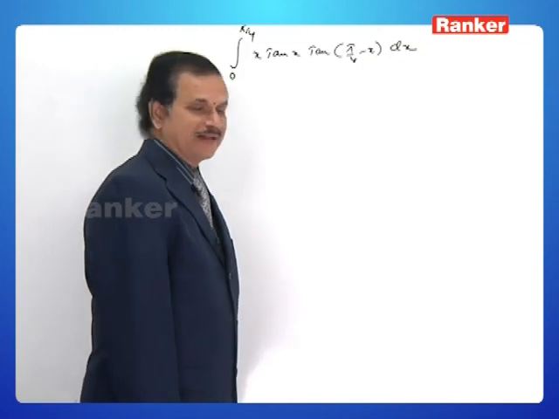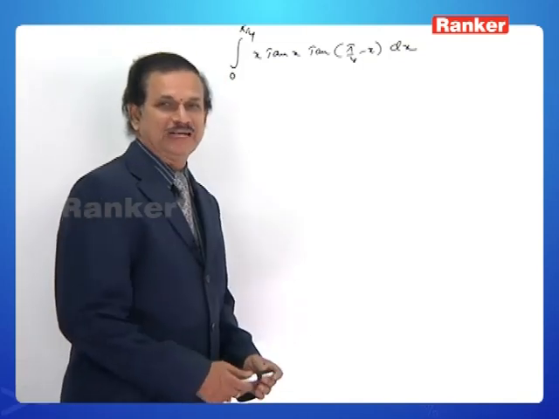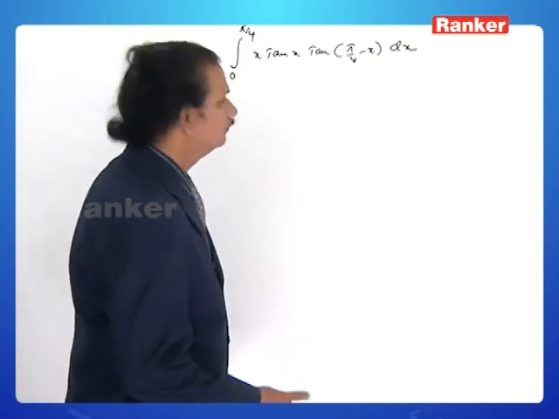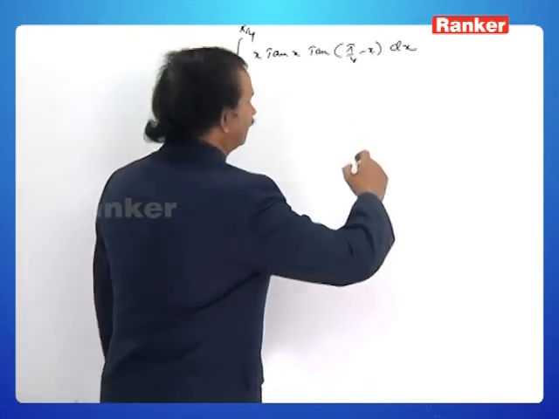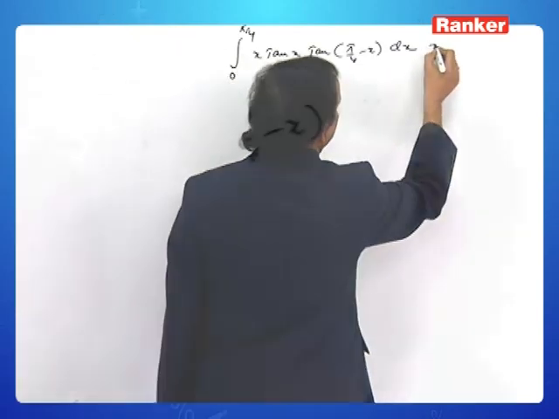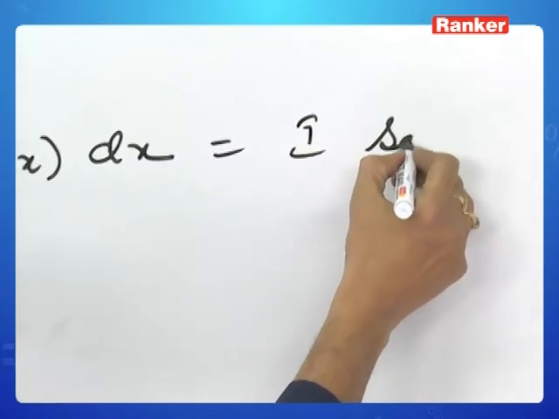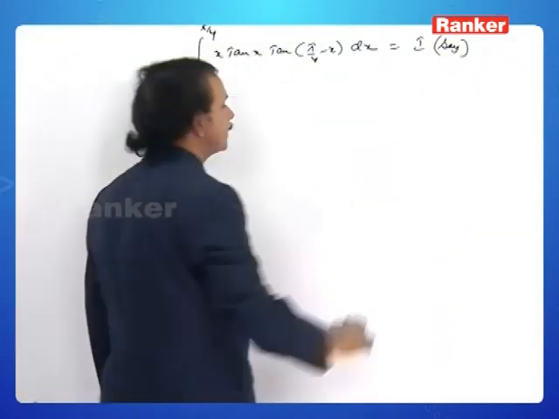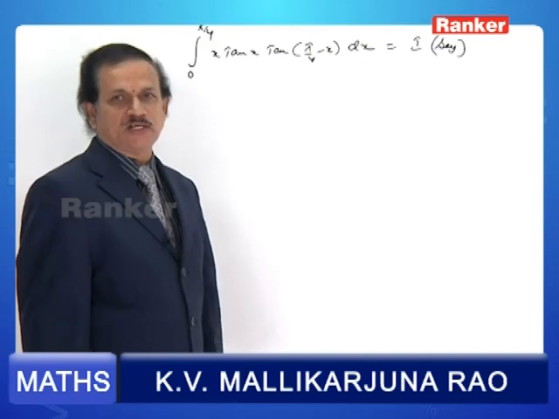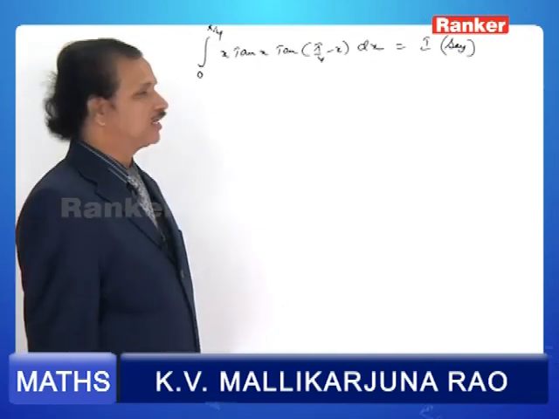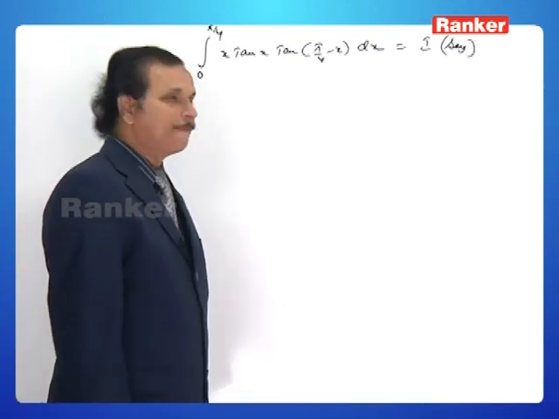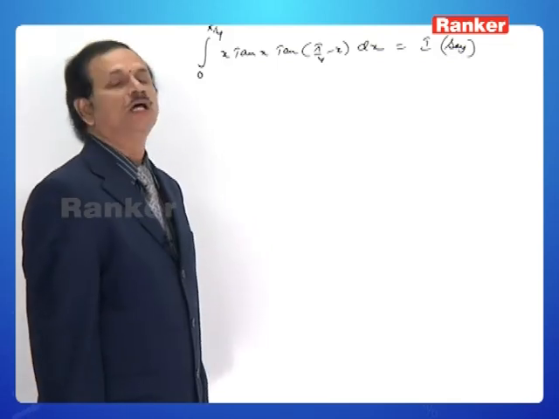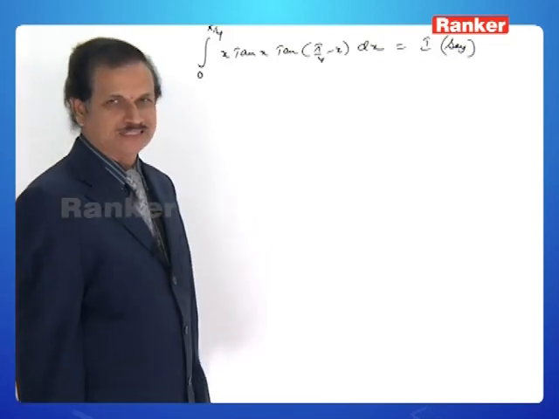Integral 0 to pi by 4 of x tan x into tan of (pi by 4 minus x) dx. This is the problem. Let me call this I. Firstly, let us make use of the formula: integral 0 to a of f of x dx is integral 0 to a of f of (a minus x) dx.